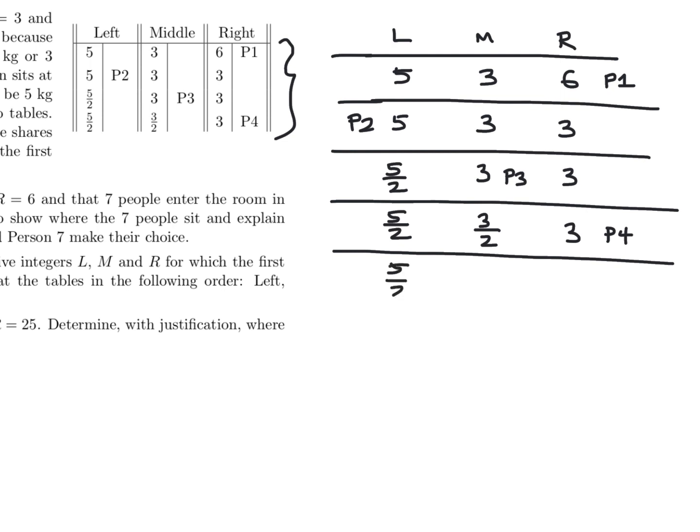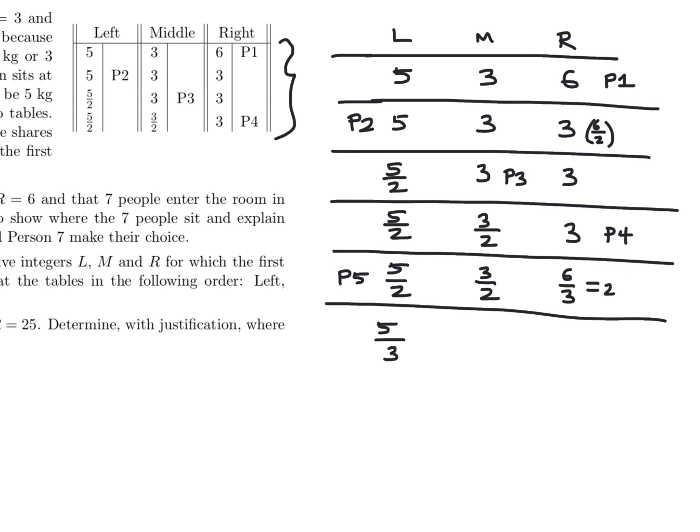This remains 5 over 2. This remains 3 over 2. This is now 6 over 3 this time, because these were 6 over 2s. So this is 6 over 3, which is, I believe, 2. Now the largest of these is this one, which is 2.5, so this is where person 5 goes. Now this would be 5 over 3, this would remain at 3 over 2, and this would remain at 2. Of these, the largest, I believe, is this 2, so this is where person 6 goes.